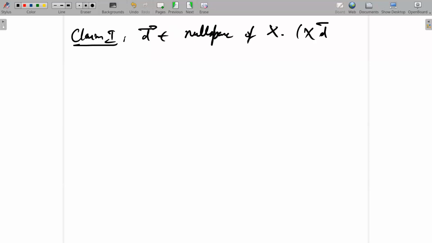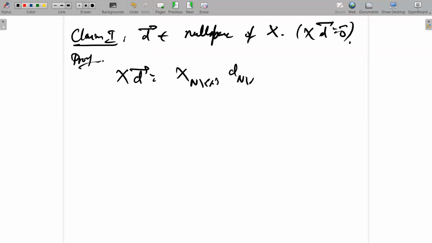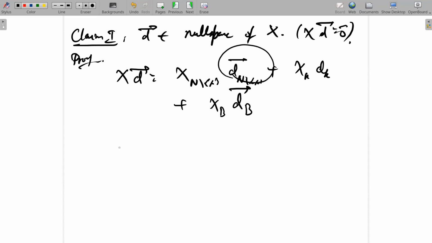That is XD equal to 0. So, proof. It's just a matter of reading what XD will look like. XD is nothing but, looking at the corresponding indices, the sum of d_{n-k} plus x_k d_k plus x_B d_B. This part is 0, because d for the indices n minus k is all 0.